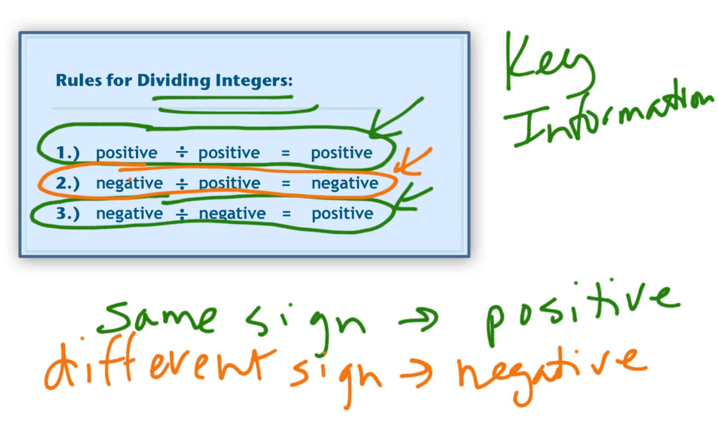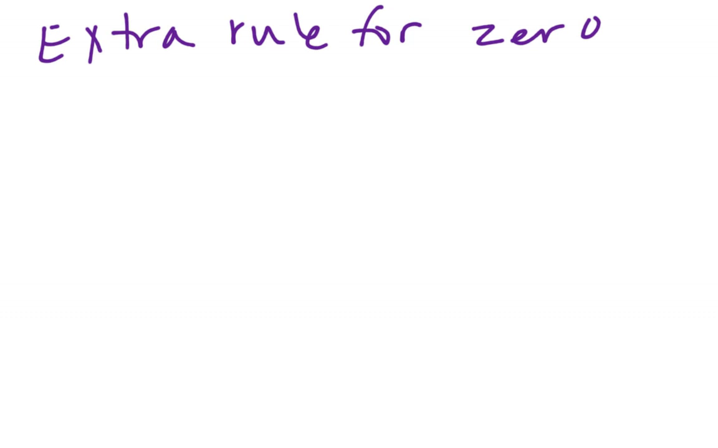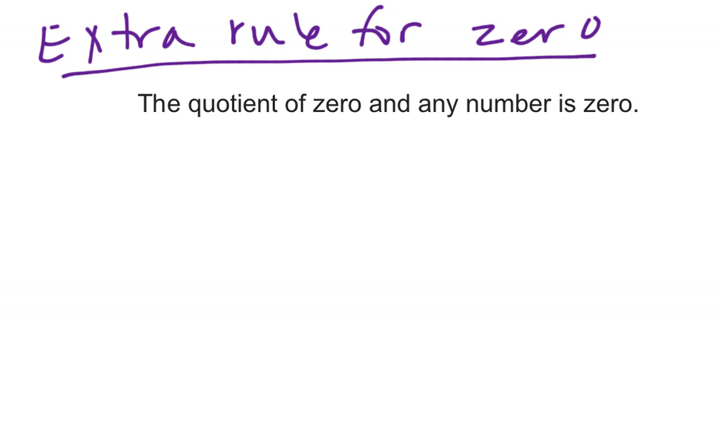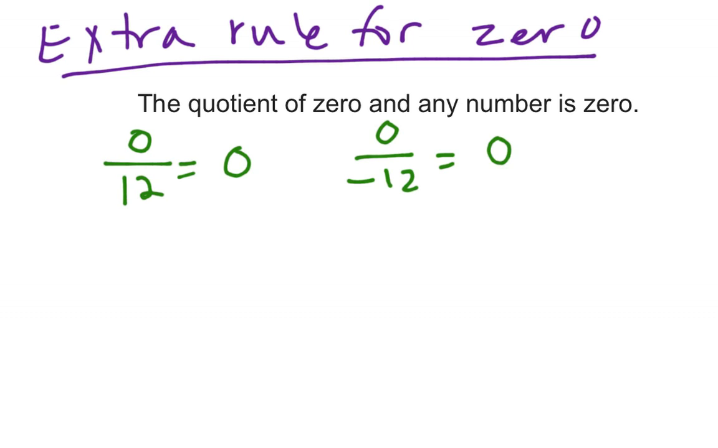I want you to write down one more rule that has to do with 0. The extra rule for 0 says the quotient of 0 and any number is 0. So that looks like this. If you have 0 divided by 12, the quotient would be 0. 0 divided by negative 12, same thing, quotient is 0. It doesn't matter if it's positive or negative, any non-zero number as your denominator results in a 0 quotient.